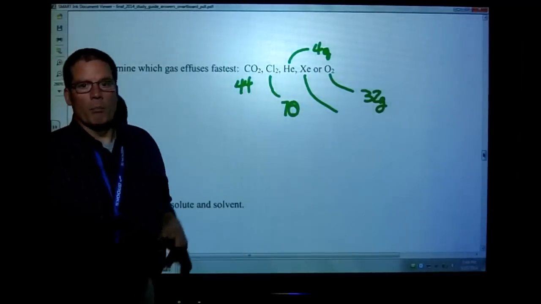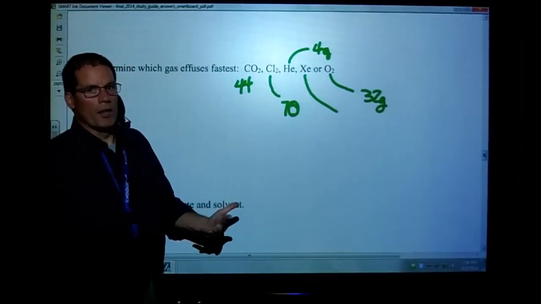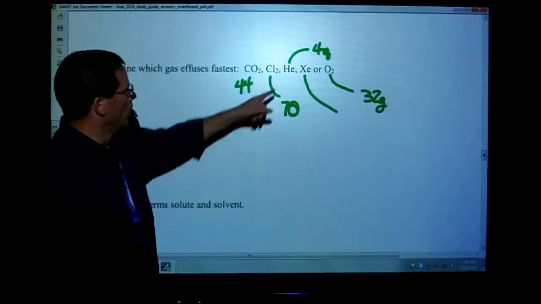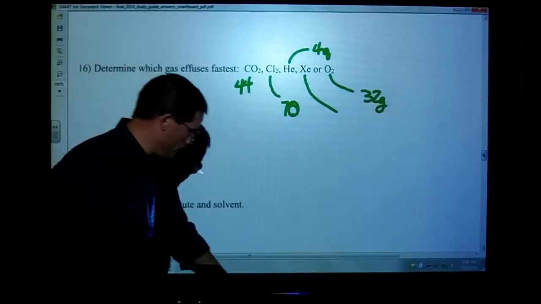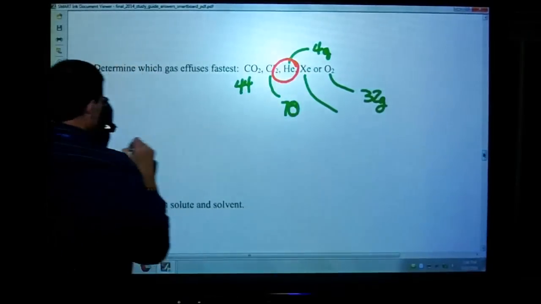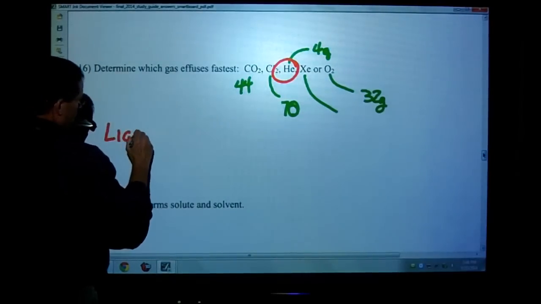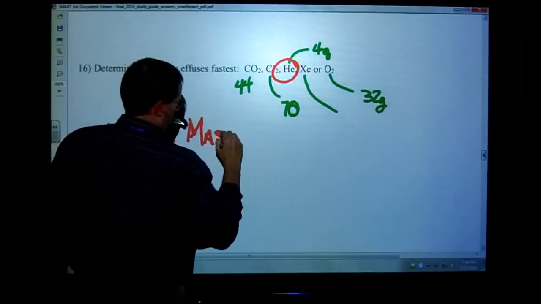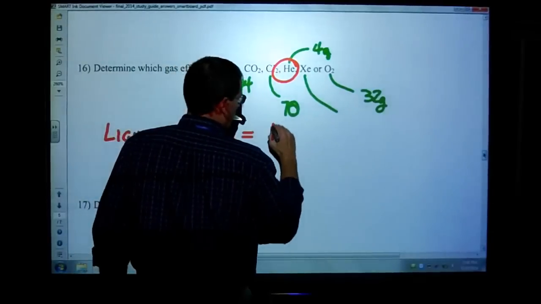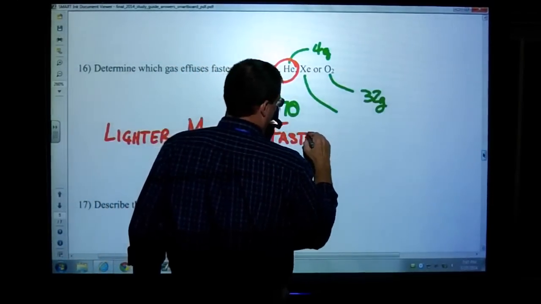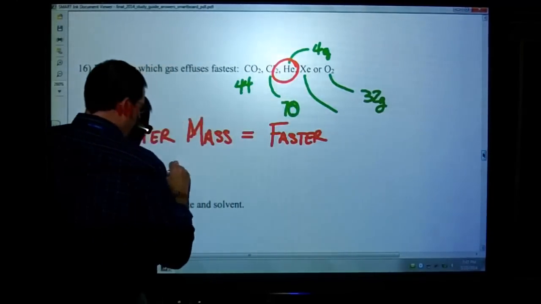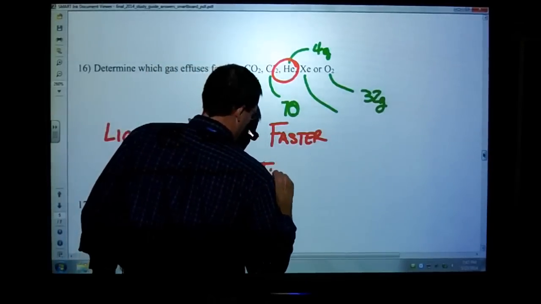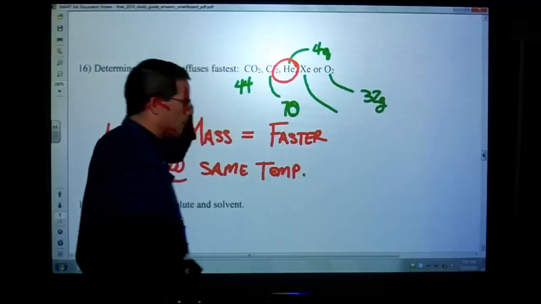So the helium is clearly the winner in this case. The lighter the gas at the same temperature, the faster it is. So your answer is helium. So lighter masses equals faster at the same temperature. Pretty cool.